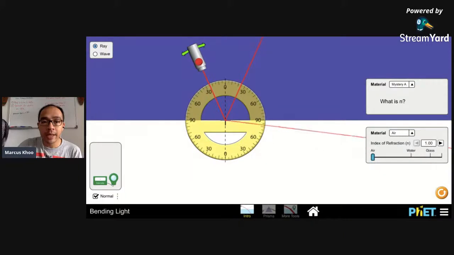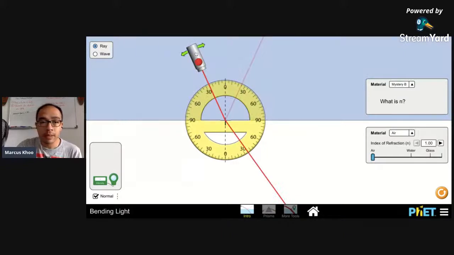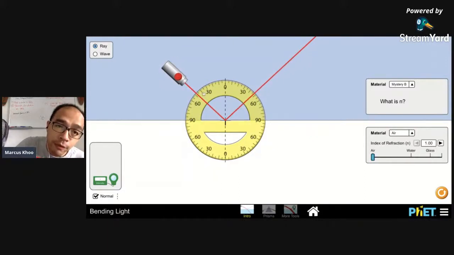This mystery block, the angle where it becomes totally internally reflected is about 25 degrees. Okay, mystery B, you have to increase some more, so it comes about here, like this. It's about 47 degrees. So we find out that different materials have different angles where the refraction stops and the total internal reflection happens.